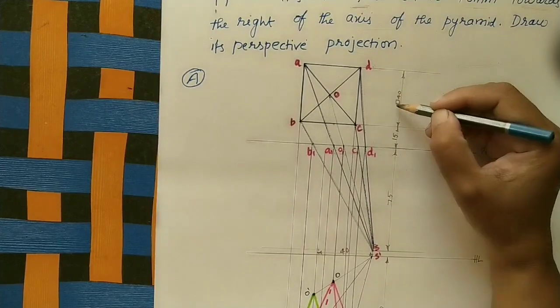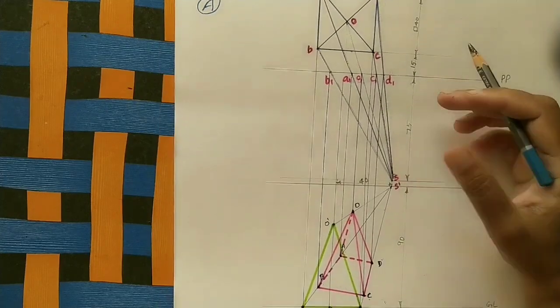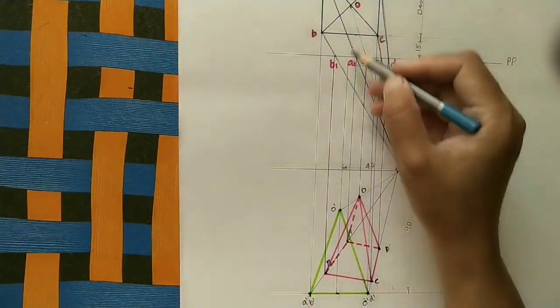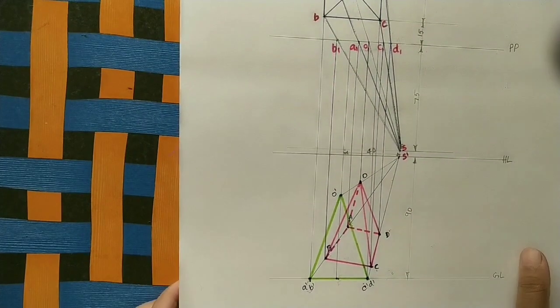Square each side is 40. Keep one small square and 40. And then this is 15. And this distance is 75, given value. And this is 40 from the center of this to the station point. And then this is 90 up to GL. These are the given dimensions.